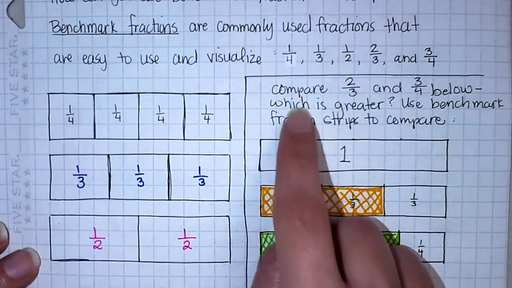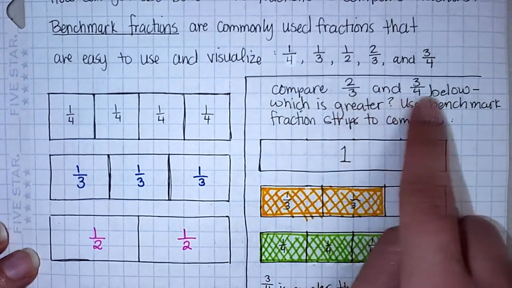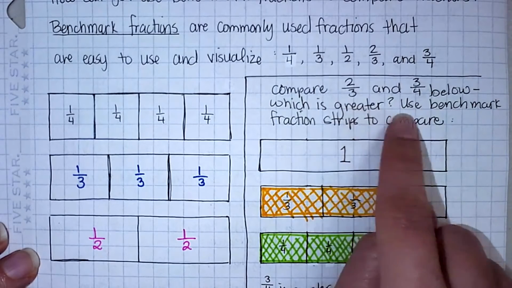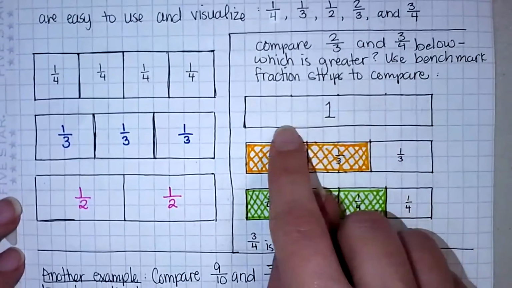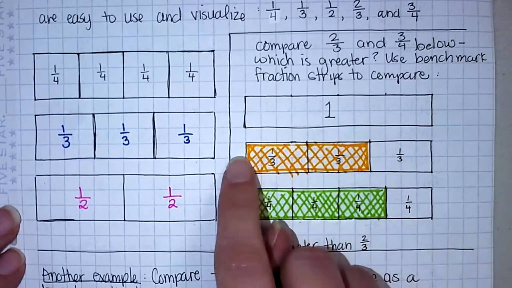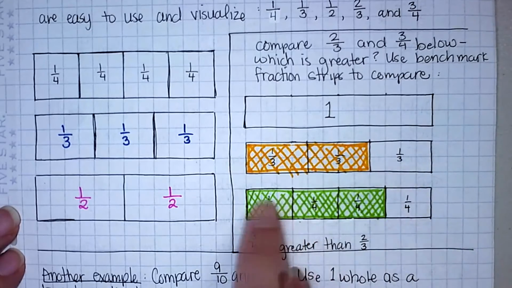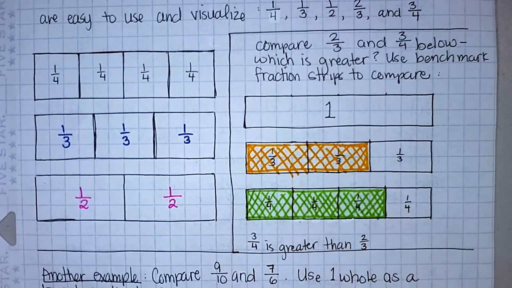So let's look at an example over here. Compare 2/3 and 3/4 below. Which is greater? Use the benchmark fraction strips to compare. So I drew what one whole looks like up here. And then I drew one that was broken into thirds and one that was broken into fourths.